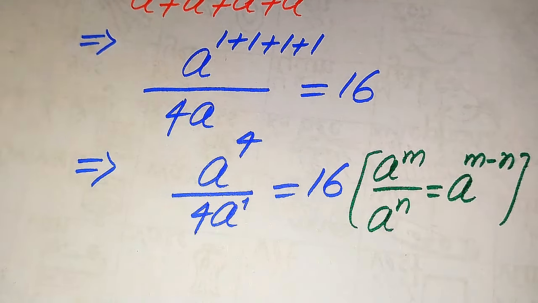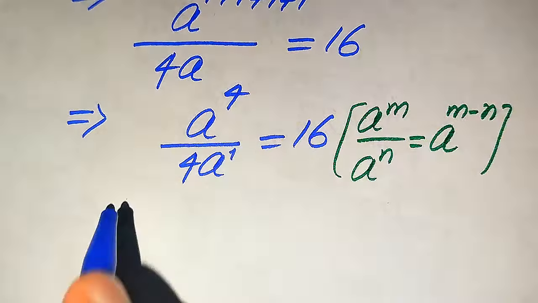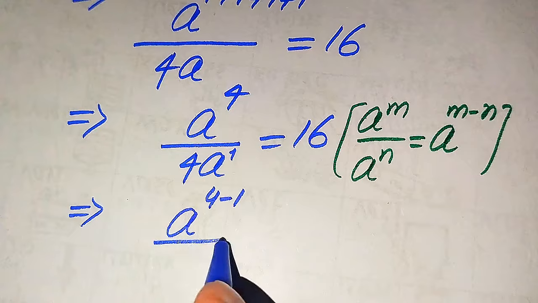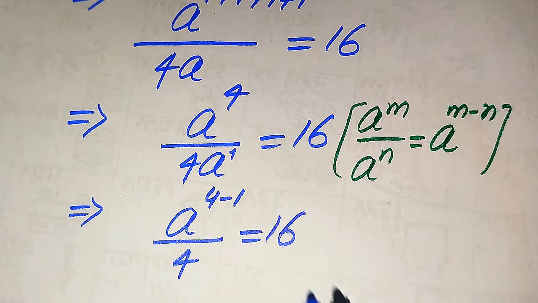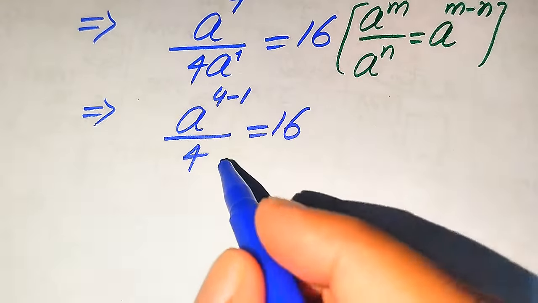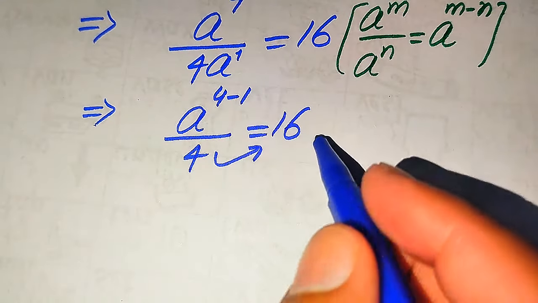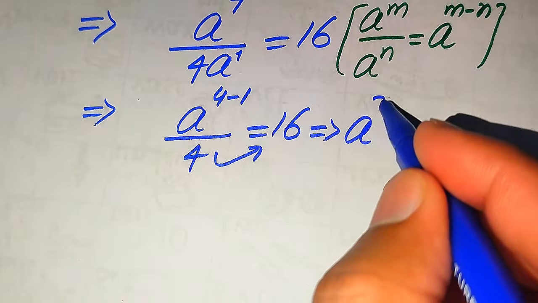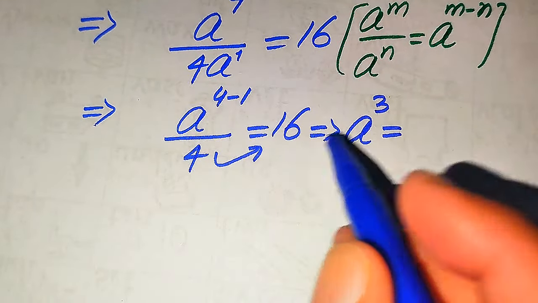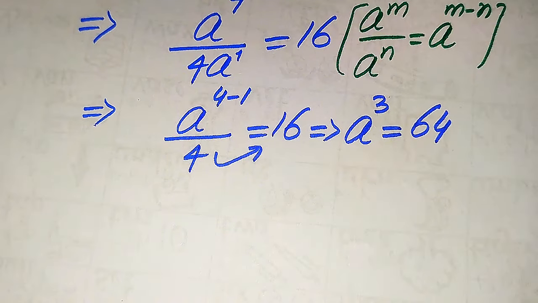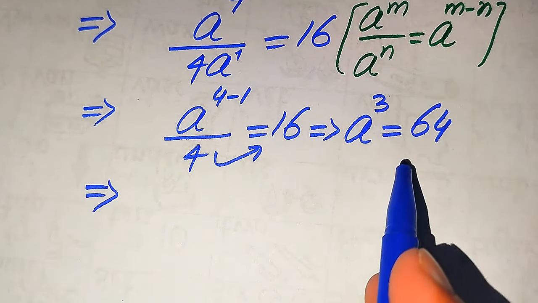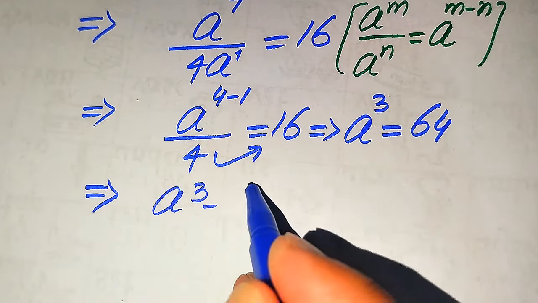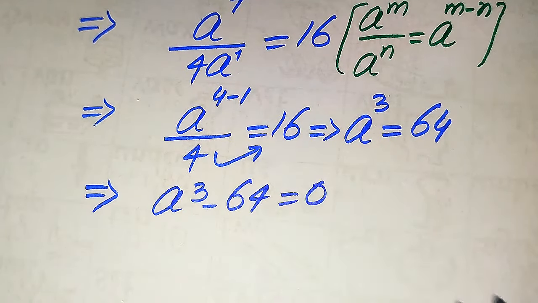So according to this rule, we just move this exponent to the upside, and it will be written as a to the power of 4 minus 1 divided by 4 is equal to 16. And further here we need to move this 4 to the right hand side, and when we move it, you get 4 minus 1 becomes 3, and 4 times 16 is equal to 64. So here we just move the 64 into the left hand side, and it will be written as a cubed minus 64 is equal to 0.